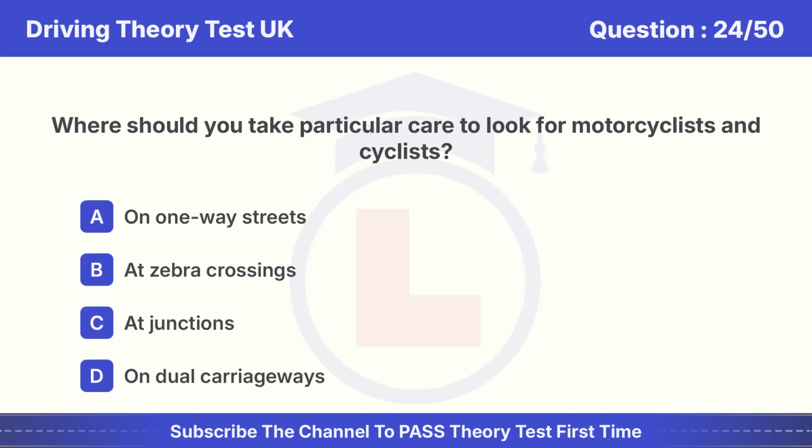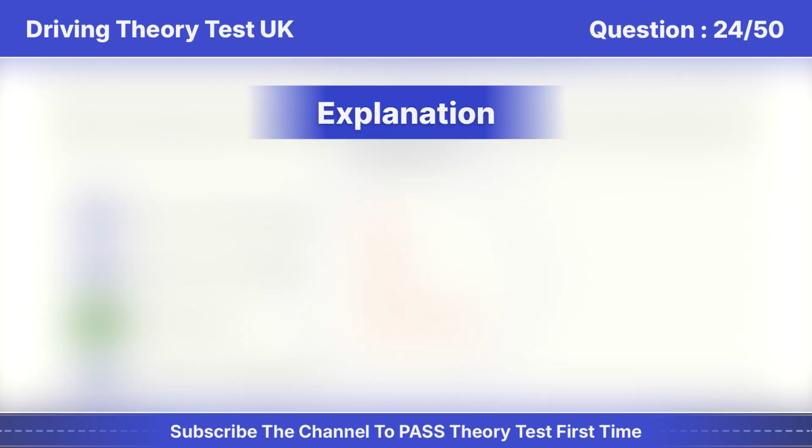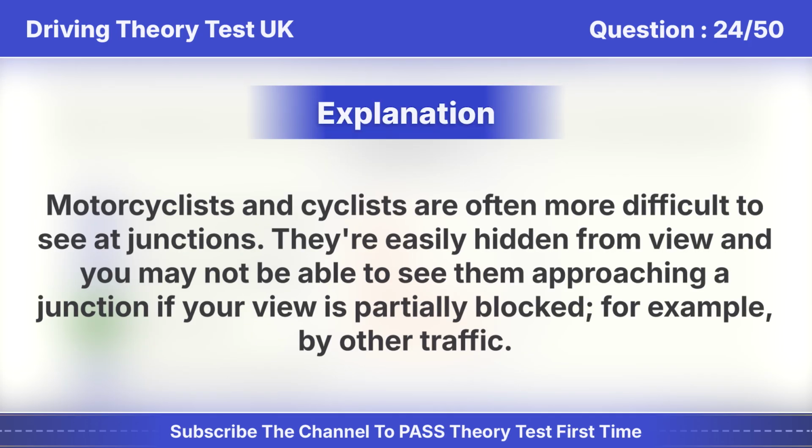Question 24. Where should you take particular care to look for motorcyclists and cyclists? Answer is C. At junctions. Motorcyclists and cyclists are often more difficult to see at junctions. They're easily hidden from view and you may not be able to see them approaching a junction if your view is partially blocked, for example, by other traffic.